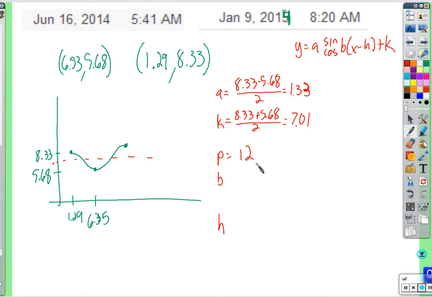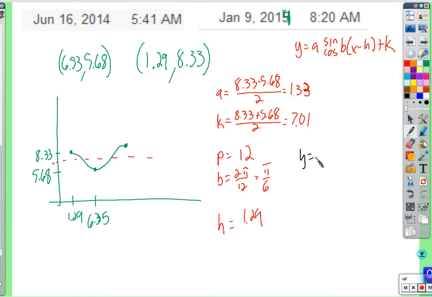We probably would get a better equation if we lived on the equator, right? But we live in a place where our winters are a little longer than most people's. It's fine. I'm just going to use this. Okay. So the period is 12, so B equals 2 pi over 12. Pi over 6. What's H? 1.29. We've got ourselves an equation.